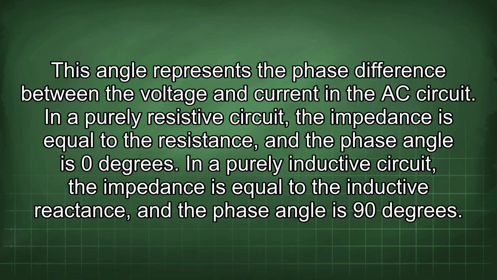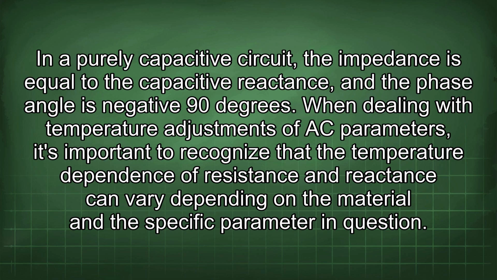In a purely resistive circuit, the impedance is equal to the resistance, and the phase angle is 0 degrees. In a purely inductive circuit, the impedance is equal to the inductive reactance, and the phase angle is 90 degrees. In a purely capacitive circuit, the impedance is equal to the capacitive reactance, and the phase angle is -90 degrees.